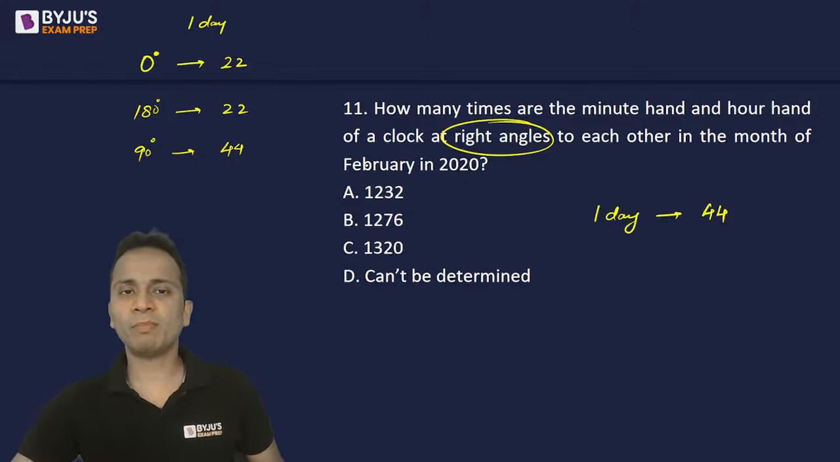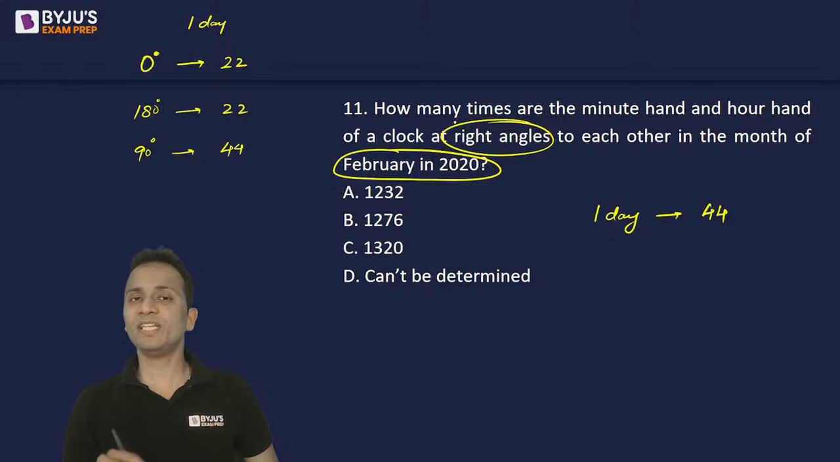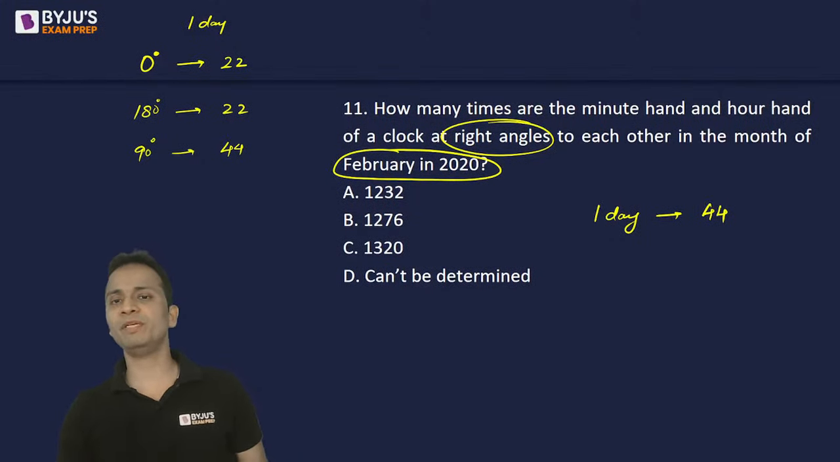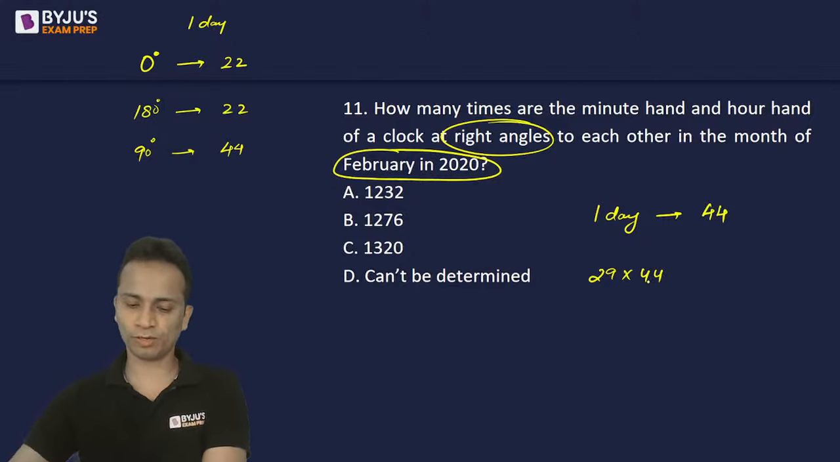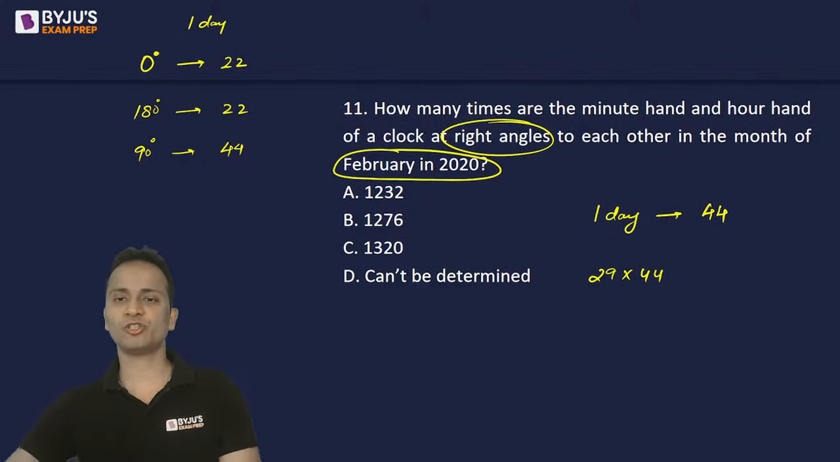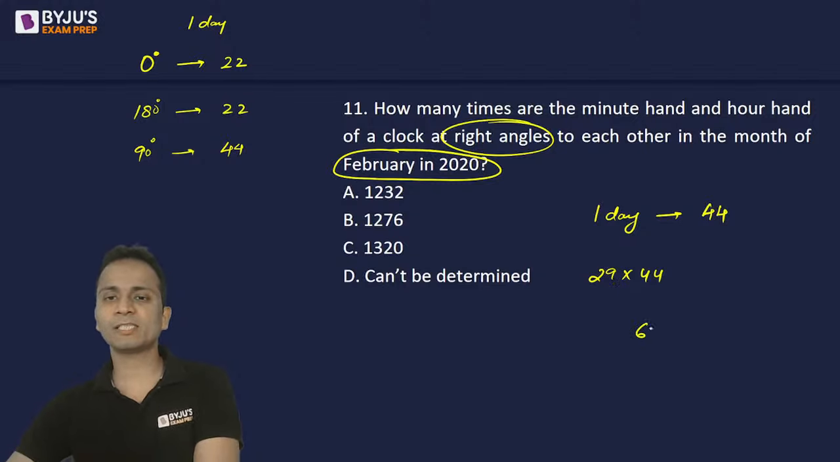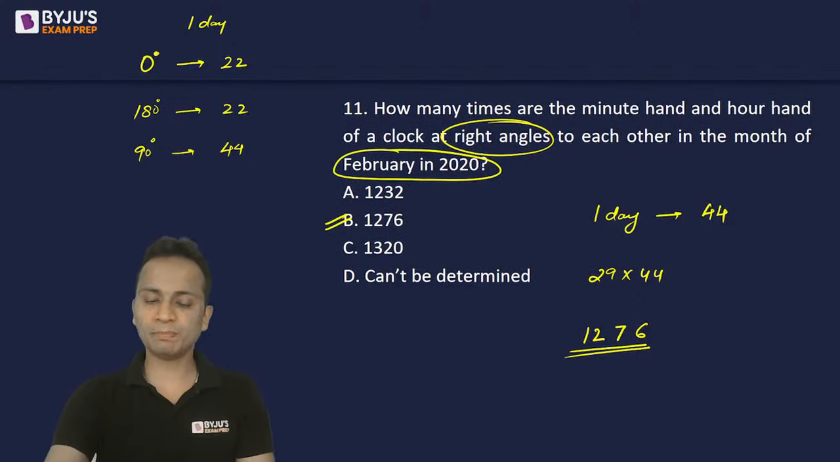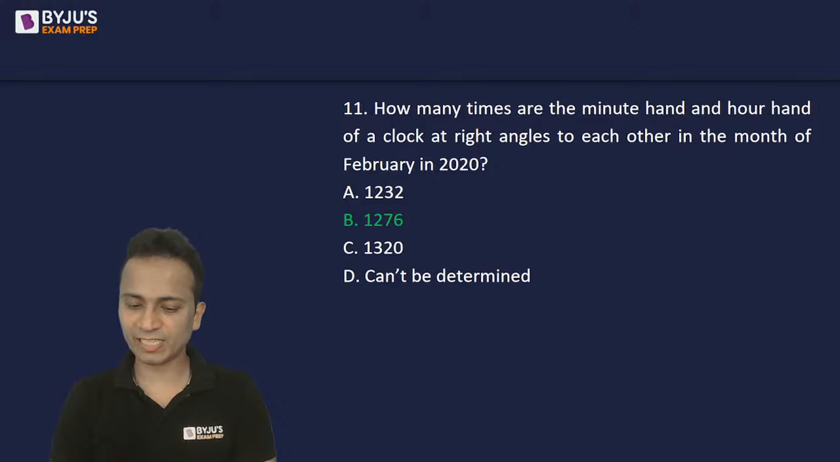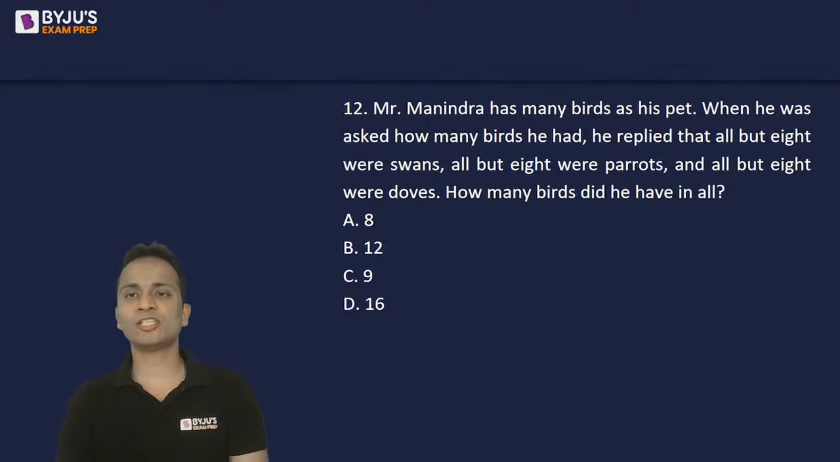Now they are talking about the month of February 2020. 2020 is a leap year. So the number of days in February will be 29. So one day mein 44 times hota hai, toh 29 days mein kitni baar hoga? 29 into 44. Ab multiply kar lo and find your answer. So 29 multiplied by 44 will be the answer of this question. Let's multiply these two numbers. 4 into 9 is 36. 3 carry forward. 4 into 2 is 8 and 36, 44 plus 3, 47 is wrong. Let's continue: 4 carry forward, 8 plus 4 is 12. So 12, 76. 1276 is the correct answer of this. So option B is the correct answer. Some of you have given this correct. And let's move on towards the last question of the day.